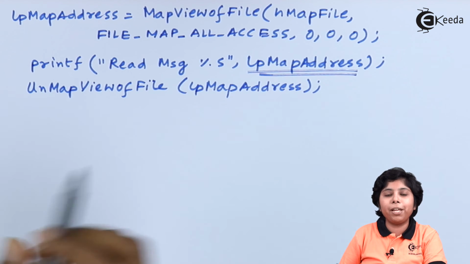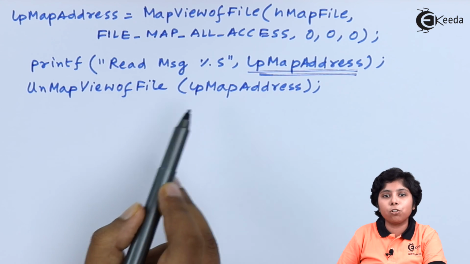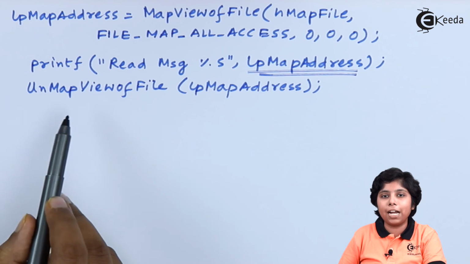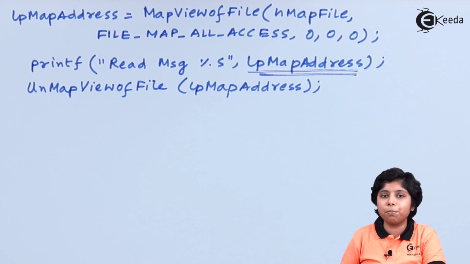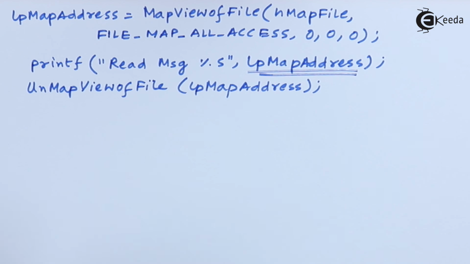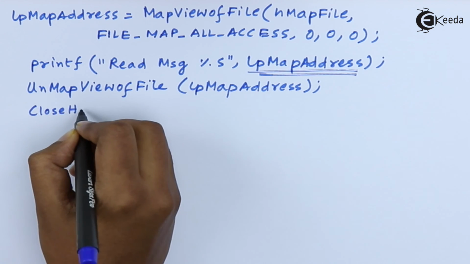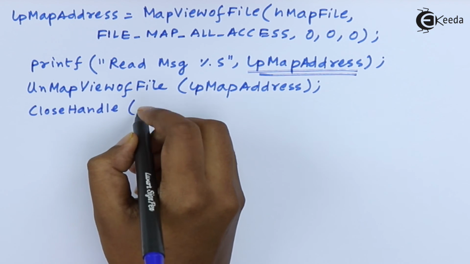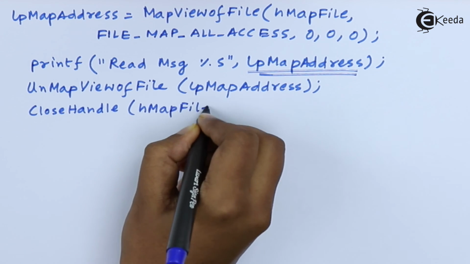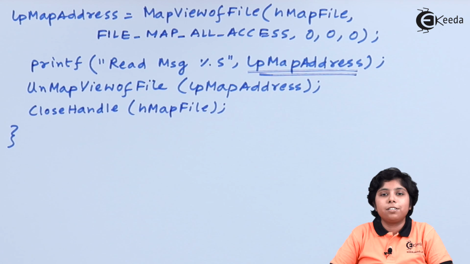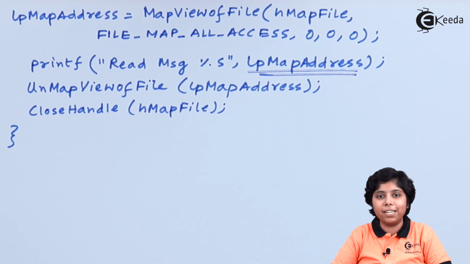After it has read from the lpMapAddress, it will close that mapped portion by UnmapViewOfFile, just as the producer process does, with this parameter lpMapAddress. And finally, using the CloseHandle function, it will close the handle of the mapped file. So in this way, a shared memory region using the memory mapped file attributes of the Windows API can be created.